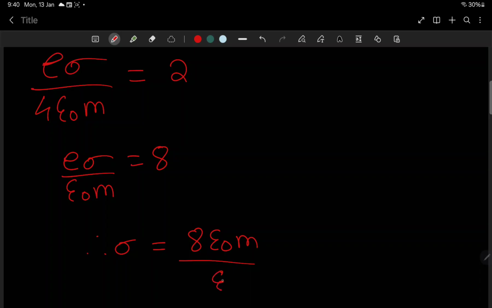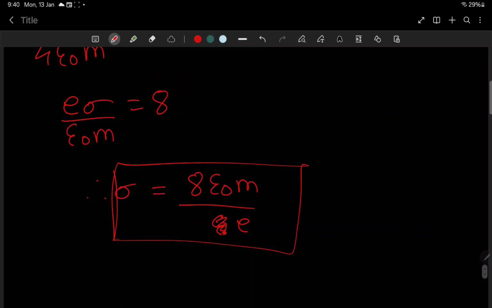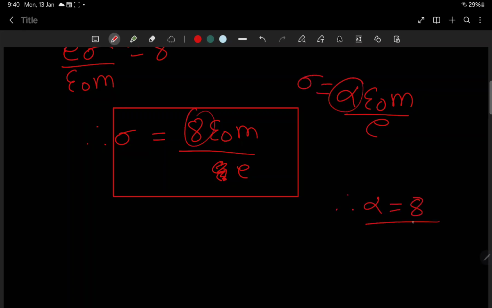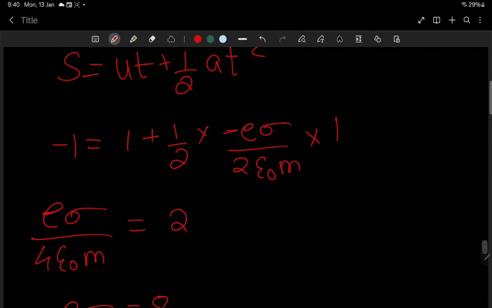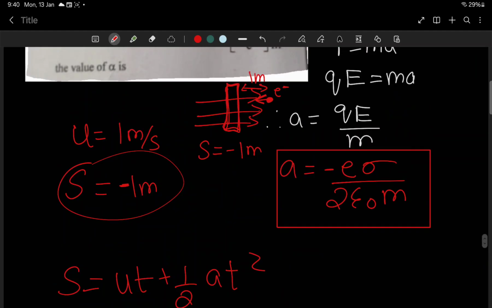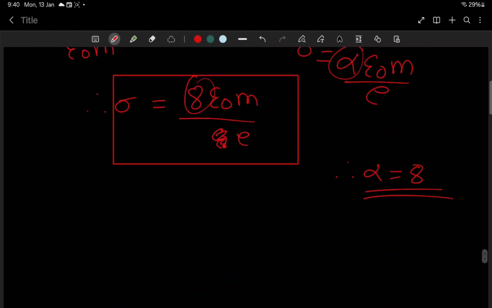By E, not E, one second. Epsilon 0 m by small e. This is what we get. This is what we are getting as sigma. They asked the value of alpha epsilon 0 m by E. This is equal to sigma. Here alpha, here 8. Therefore alpha equal to 8. We got the answer. We should think that this question is mixed with which two chapters? Electrostatics and rectilinear motion.